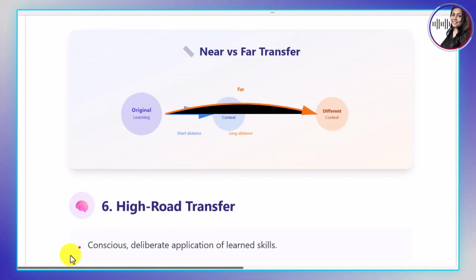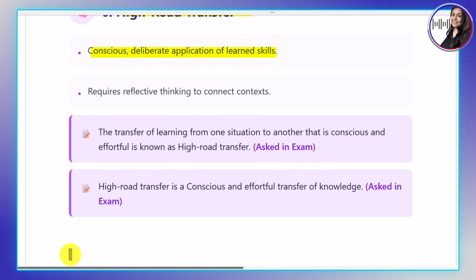Another important classification is based on the level of awareness involved in transfer. High road transfer refers to the conscious and deliberate application of learning from one situation to another. It requires reflective thinking, analysis, and intentional effort to connect different contexts. From an exam perspective, it is important to note that high road transfer is a conscious and effortful transfer of learning, and this definition has been asked in exams.